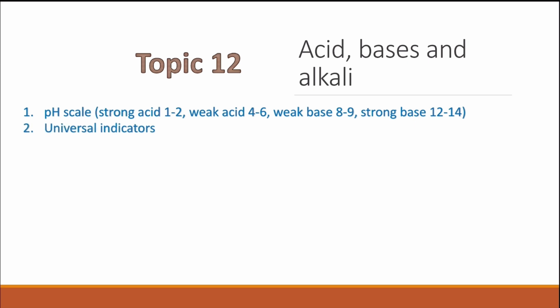And then universal indicators, so they like to ask what color do you expect the universal indicator to be at a certain pH. So make sure that you remember the use of the universal indicators. And the color of indicators in acidic and alkaline solution, like litmus, so it's red in acidic solution and blue in alkaline, phenolphthalein, colorless in acidic, and pink in alkaline, and so on.